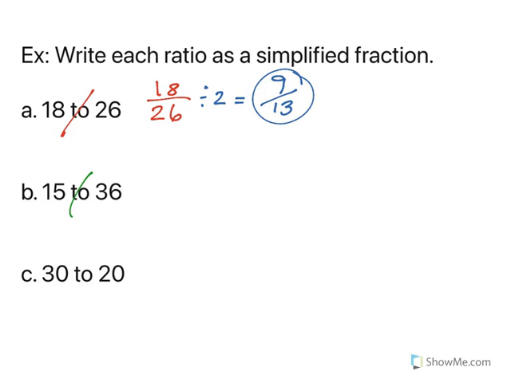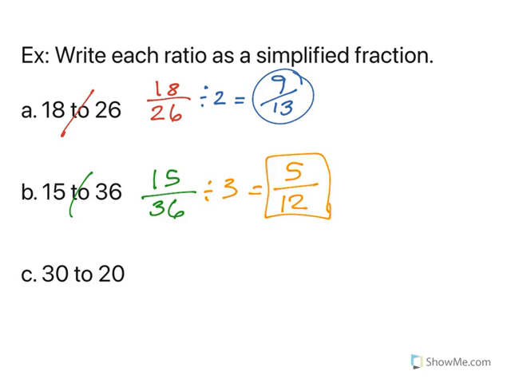In letter B, again, the first number goes on top, so I have 15 over 36. 15 is odd, so I can't divide by 2, but I notice that 15 and 36 are both divisible by 3. So let's start there. 15 divided by 3 is 5. 36 divided by 3 is 12. And those are good there. So my reduced, simplified fraction is 5/12.